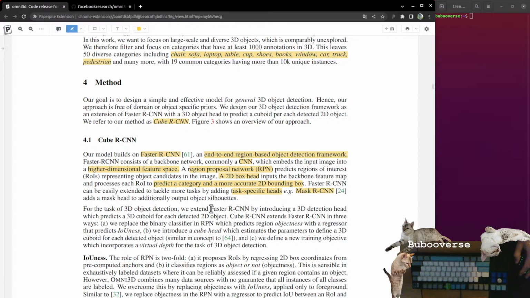Okay, so basically it seems here that all they really do is they just use the RCNN that they already have, and then they just introduce a 3D detection head, which predicts a 3D cuboid.